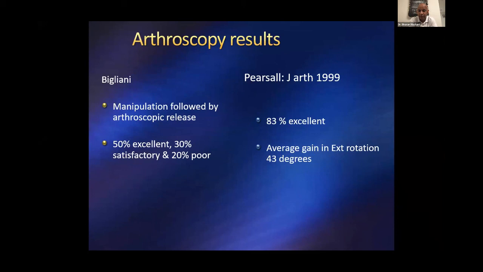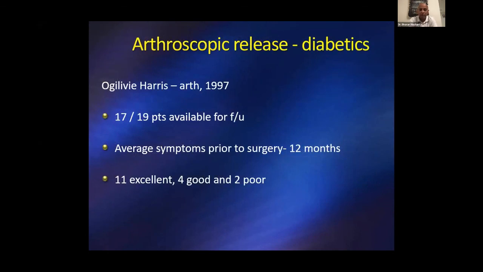Bigliani manipulated first, followed by arthroscopic release, and he had 50% excellent and some poor patients. And in his paper, if you look back clearly and in detail, there's 15 to 20% of patients who had capsular rupture associated with glenoid labral pathology or some sort of rotator cuff tears as well. So the answer to that question is I would not manipulate before I do an arthroscopy. And PSL had better results when he did arthroscopic release before manipulation. So arthroscopic release in particularly diabetic patients, not a big number, with average symptoms before 12 months, had a decent outcome in these kinds of patients.